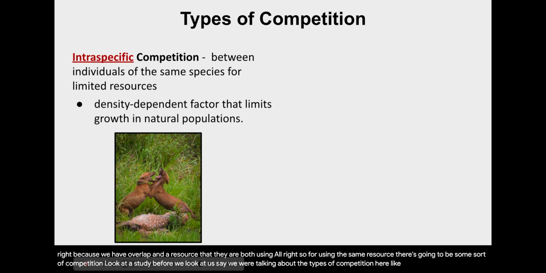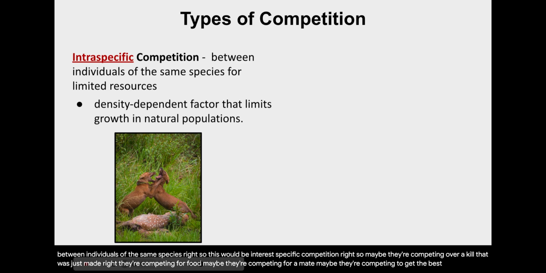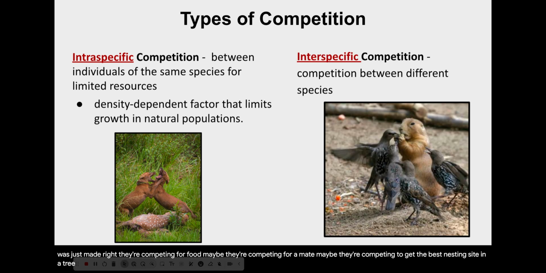So we're going to look at a study, well, actually before we look at a study, we're going to talk about the types of competition here. Right? Competition can be between individuals of the same species. Right? So this would be intra-specific competition. Right? So maybe they're competing over a kill that was just made. Right? They're competing for food. Maybe they're competing for a mate. Maybe they're competing to get the best nesting site in a tree. Or it could be between different species, right? Maybe it's like this little ground squirrel competing for food, these nuts or seeds there, with the birds, right? So competition between different species.